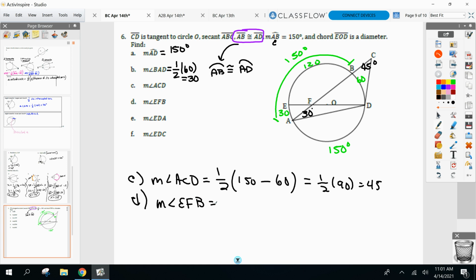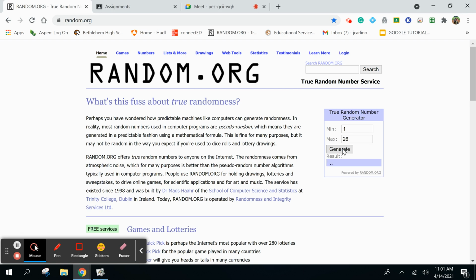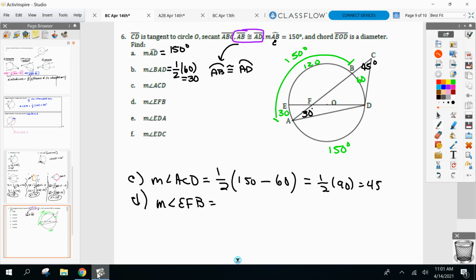We got this now, EFB. Everyone find it? Audrey, you're up. Inside or outside, EFB? Inside. You're right, it's inside. So now it's one of three. Is it central, Audrey? No. Is it inscribed? No. So my only choice is it's a floater angle. How do I find a floater angle, Audrey, from yesterday?